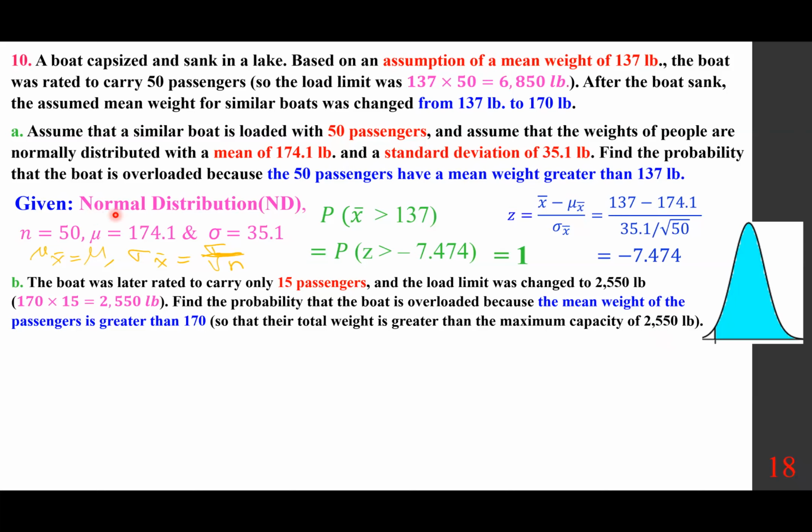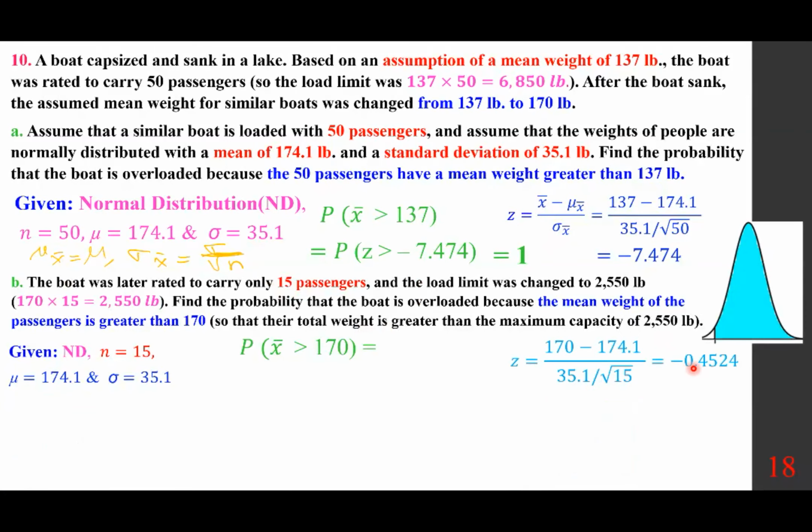Everything is the same here except n has changed. Everybody, n has changed from 50 to 15. But it's the same situation. So we want the probability of X bar larger than 170. We are going to use the same formula. X bar is 170, and these two are the same.